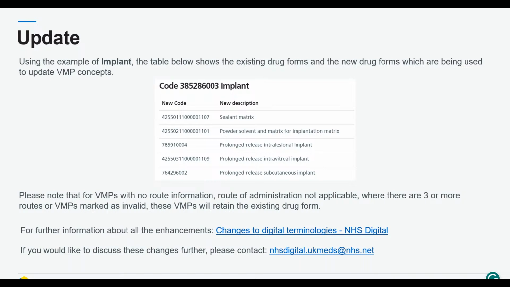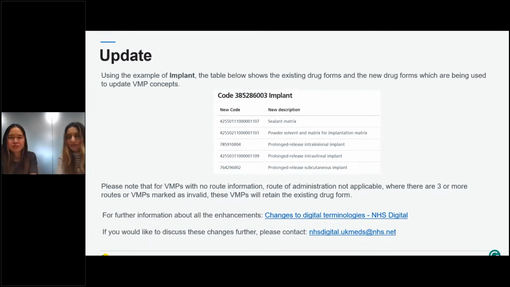And we've got the list for all of them. This is just one of the examples, but there are some rules, as I said, where some of these forms won't be updated. For example, where a VMP has no route information, or where we currently have it as route not applicable, or where there are VMPs marked as invalid, they retain the existing drug form.